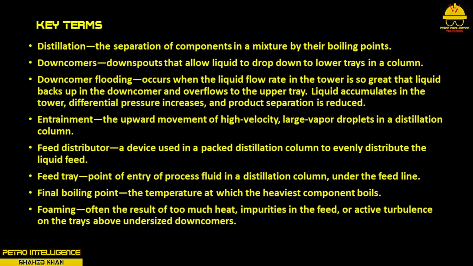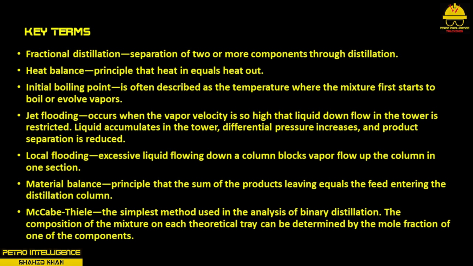Entrainment is the upward movement of high velocity, large vapor droplets in a distillation column. Feed distributor is a device used in a packed distillation column to evenly distribute the liquid feed. Feed tray is a point of entry of process fluid in a distillation column under the feed line. Final boiling point is the temperature at which the heaviest component boils. Foaming is often the result of too much heat, impurities in the feed, or active turbulence on the trays above undersized downcomers. Fractional distillation is separation of two or more components through distillation.